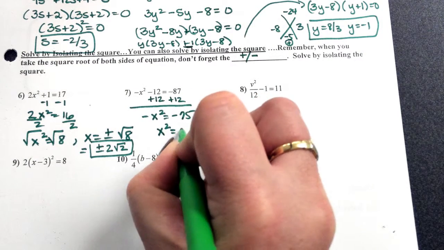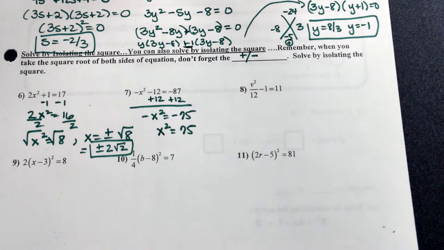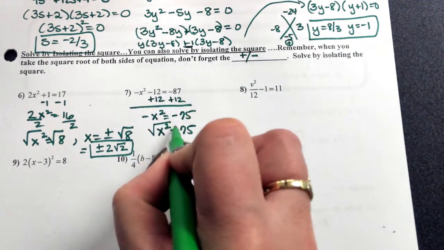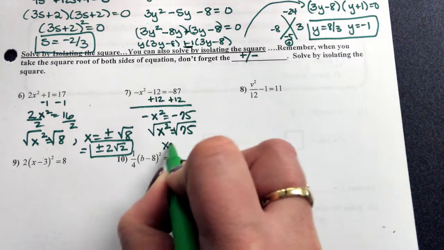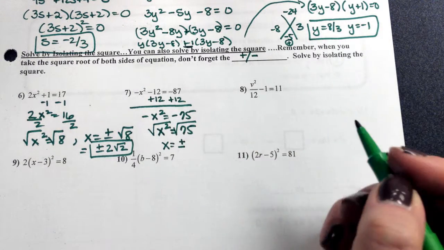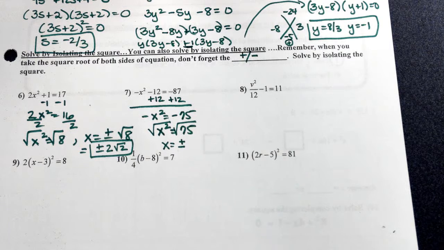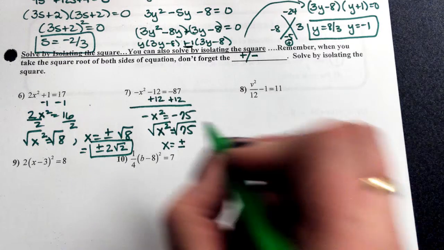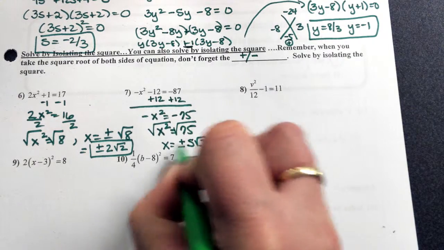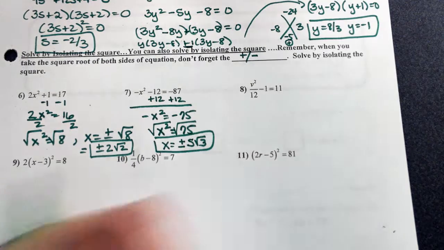Remember, always make sure x squared is by itself before you do that square root. And then you take the square root of both sides. So then x is equal to plus or minus the square root of 75, which you can simplify. It's got that 25 perfect square factor, which when you do your factor tree, you break out that 5 times 5. So you end up with 5 square root 3.